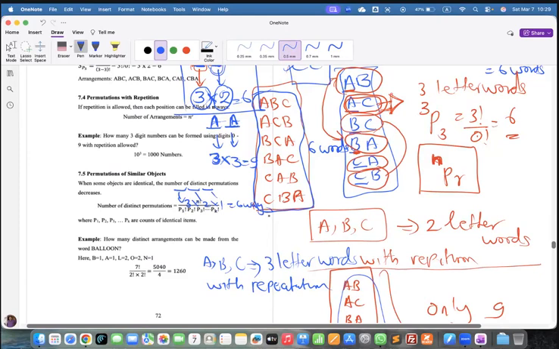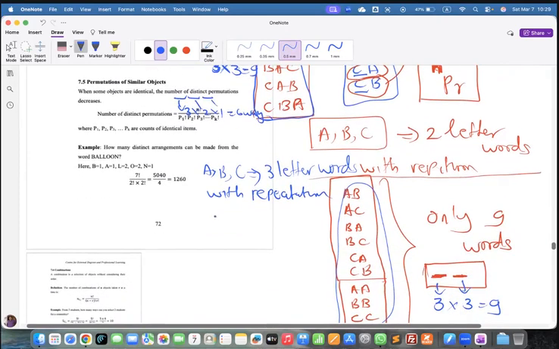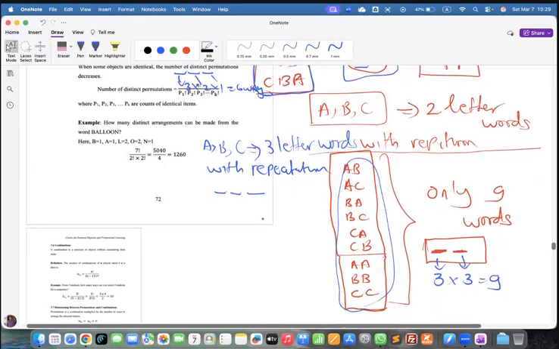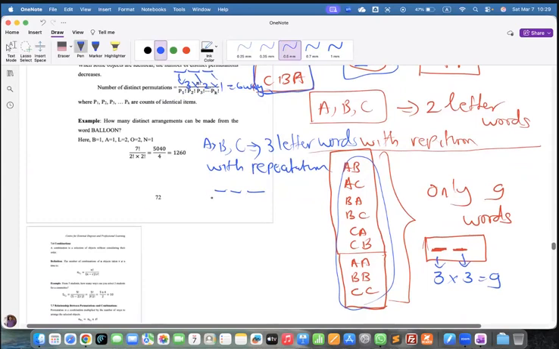For 3-letter words with repetition, how many words can you make? 27, which is 3 to the power of 3. The first position we make in 3 ways, the second position in 3 ways, the third position in 3 ways. So 3 into 3 into 3, 27 three-letter words we are making with repetition.